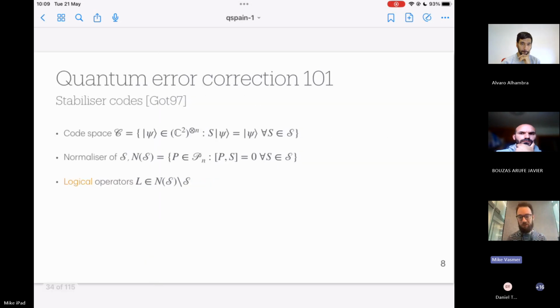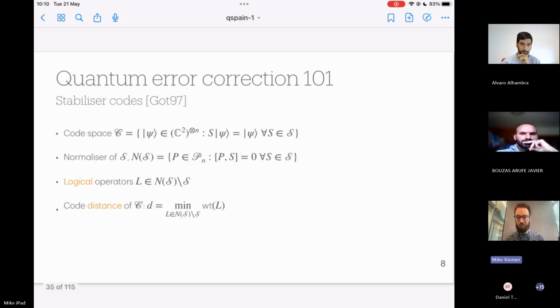And this is something we can use to define what's called logical operators or non-trivial logical operators. So an operator in the normalizer of the stabilizer group that's not actually a stabilizer, as written here, preserves the code space, it preserves the encoding, but it maps one encoded state to another encoded state. So it's like an encoded logical operation.